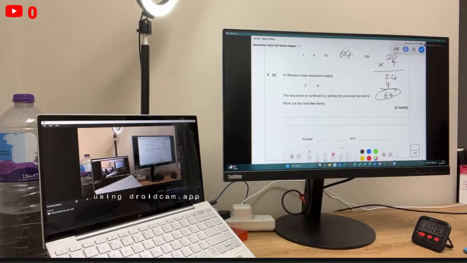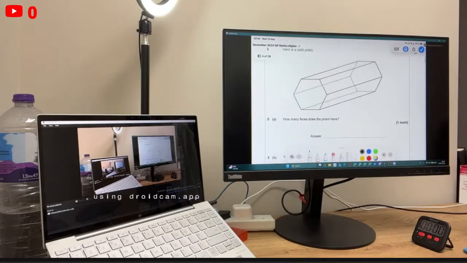Moving on. A Fibonacci type sequence begins with 5 and then negative 9. The sequence is continued by adding the 2 previous terms. Work out the next 2 terms. Okay. Fibonacci sequence is when you add the current number with the previous number. So let's say you do negative 9 plus 5. That number would be, using some quick math, negative 4. So now, since you have negative 4, you do negative 4 plus negative 9. See kind of how it's done there? So negative 4 plus negative 9 is negative 13, and those are your 2 answers.